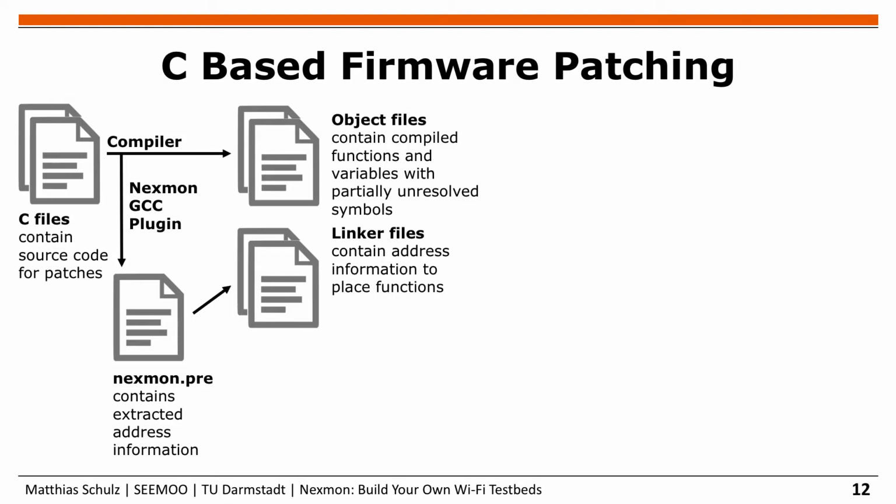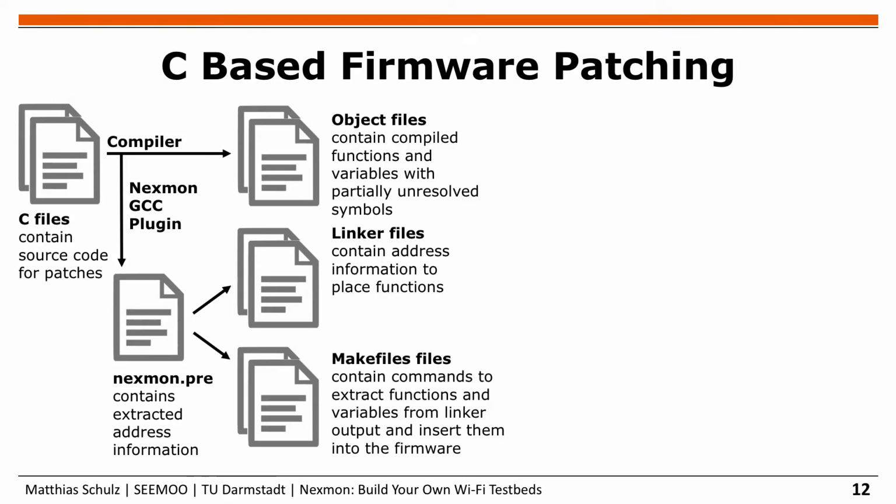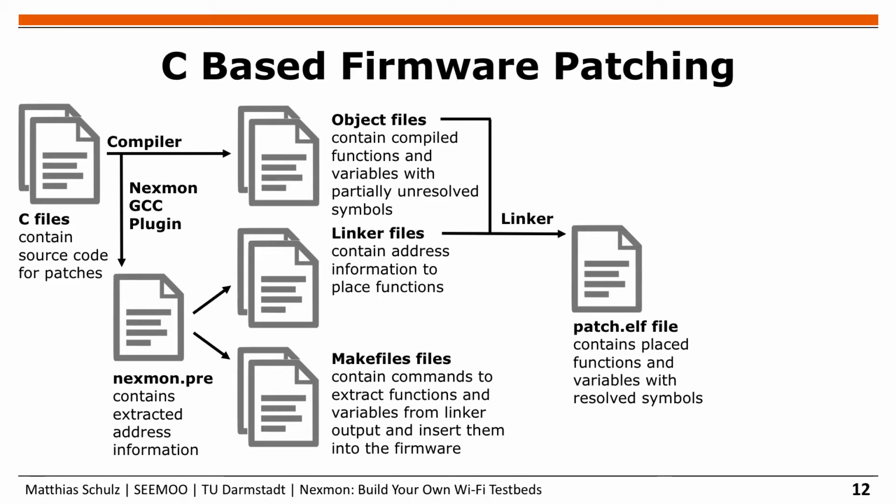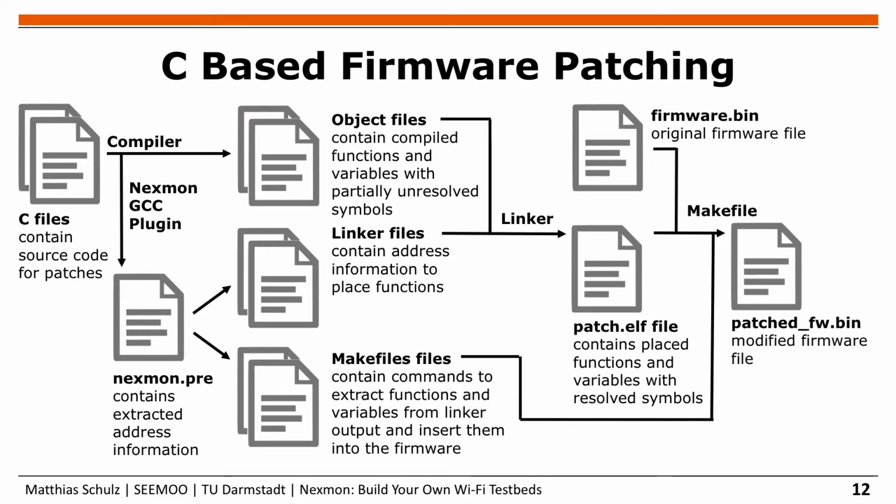From this nexmon.pre file we create linker files that tell the linker where to place the different symbols from the object files, and we create make files. The linker in the end creates an ELF file, and the make files are used to extract sections from the ELF file and integrate them in the original firmware together with the patched firmware. In the end you just run make and everything is done for you, so you do not need to care about anything else.